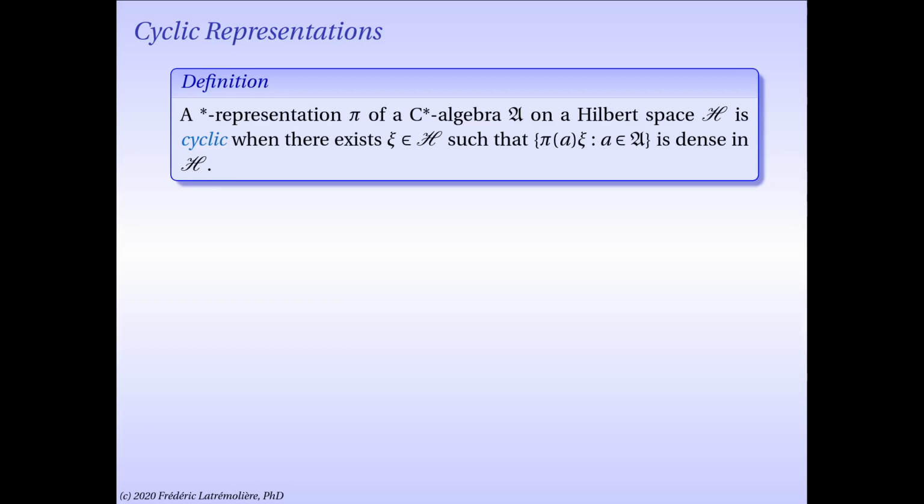A vector psi that has this property is called a cyclic vector for the representation pi. And of course, it is never unique unless you're talking about the trivial situation where we're acting as zero everywhere on the Hilbert space 0.